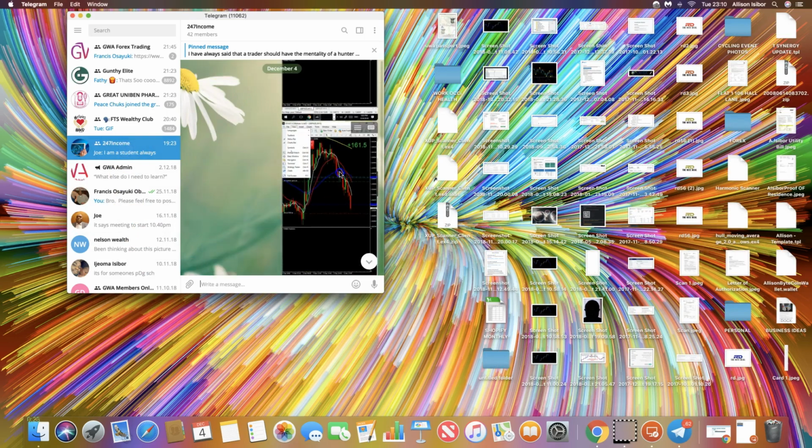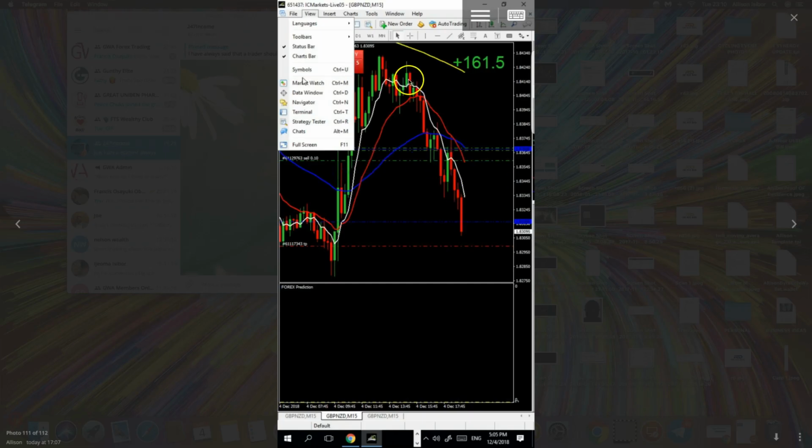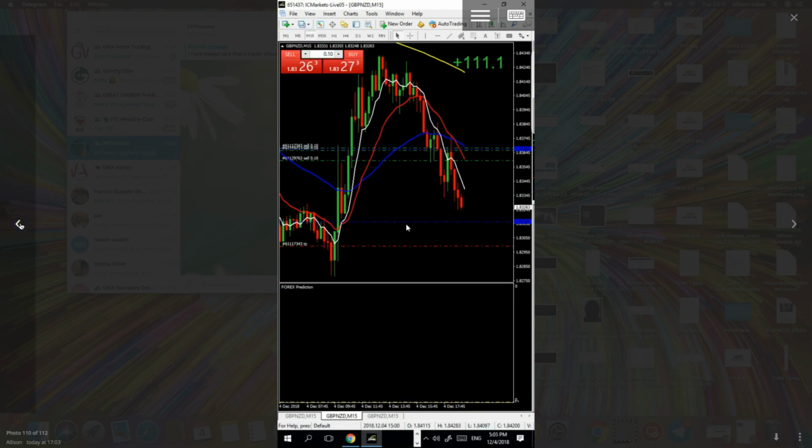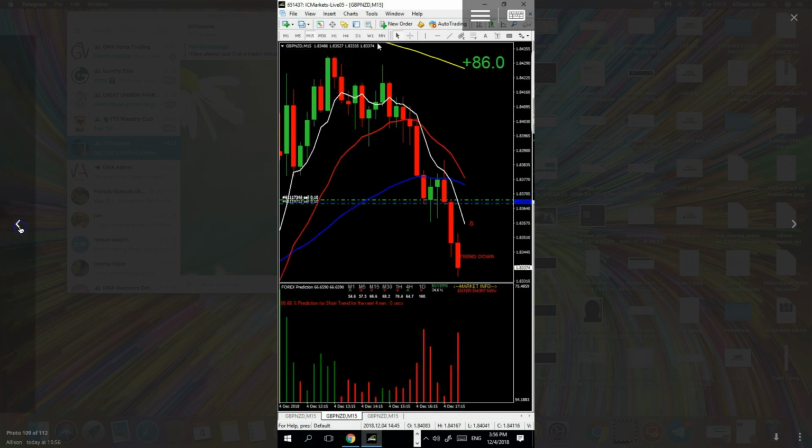So let's see, this is it. I made a posting today. So as you can see, this is 161 pips. I was trading GBP NZD, and I'm going to explain to you step by step how you can do this strategy as well. Okay, so that is 111 pips as I was making the post, as I was getting the pips I was posting, and I think I started at about 80 something pips.